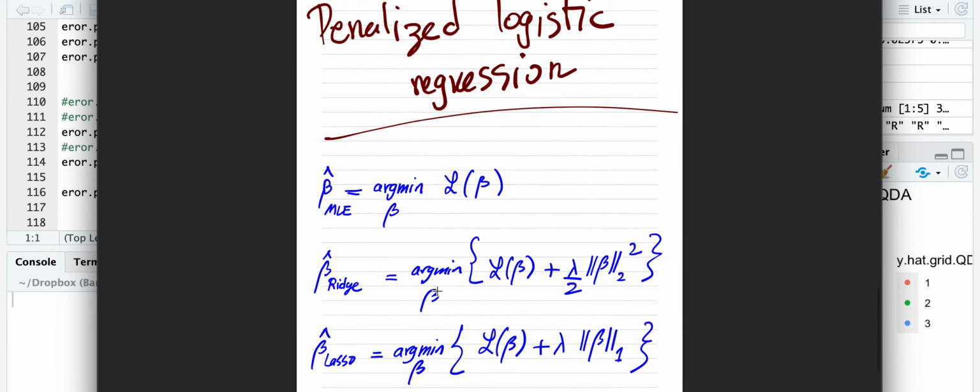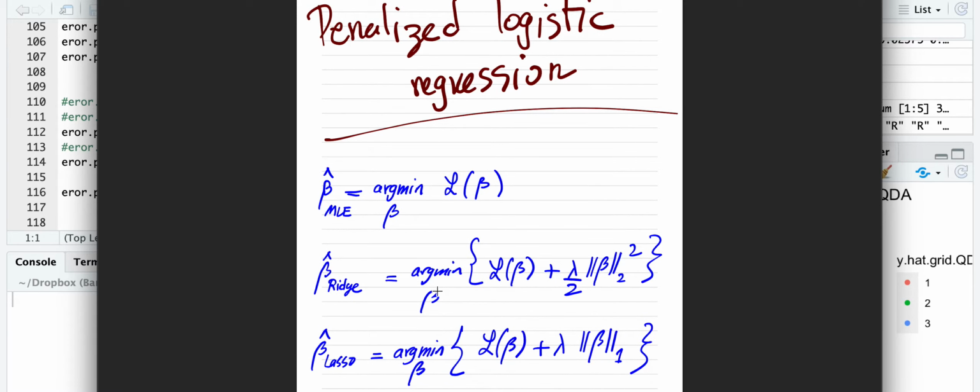But people have learned over the years that sometimes it's better to not only try to find the beta that gives us the best fit, but also a beta that, in addition to giving a reasonable fit, has a small L2 norm or a small L1 norm. L1 norm is the sum of the absolute values of beta. L2 norm is the sum of squares of the elements of beta.